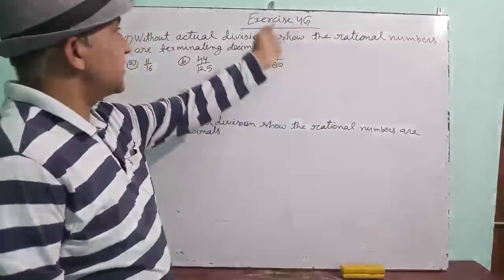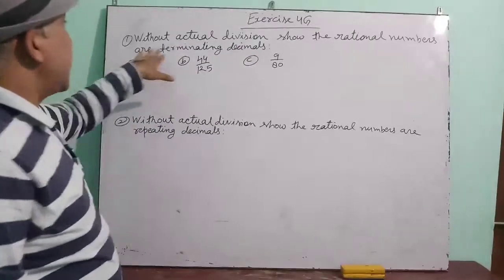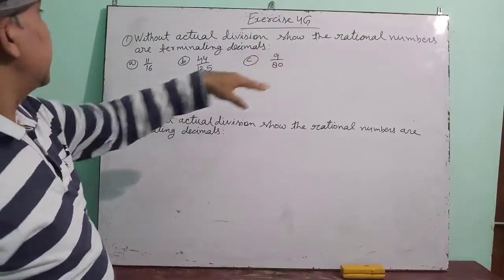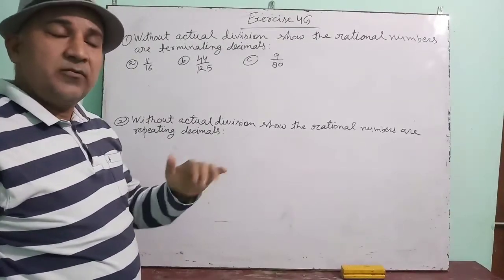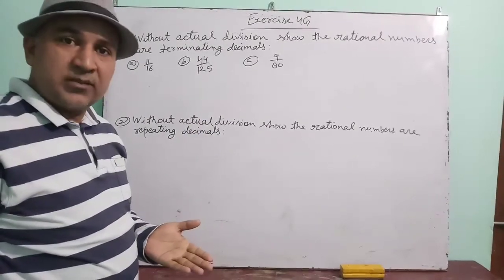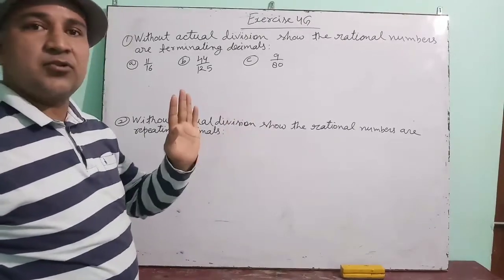Now see exercise 4G. Without actual division, show the rational numbers are terminating decimals. Terminating decimals means those which can be converted into decimals, and after the decimal point the division should be over.